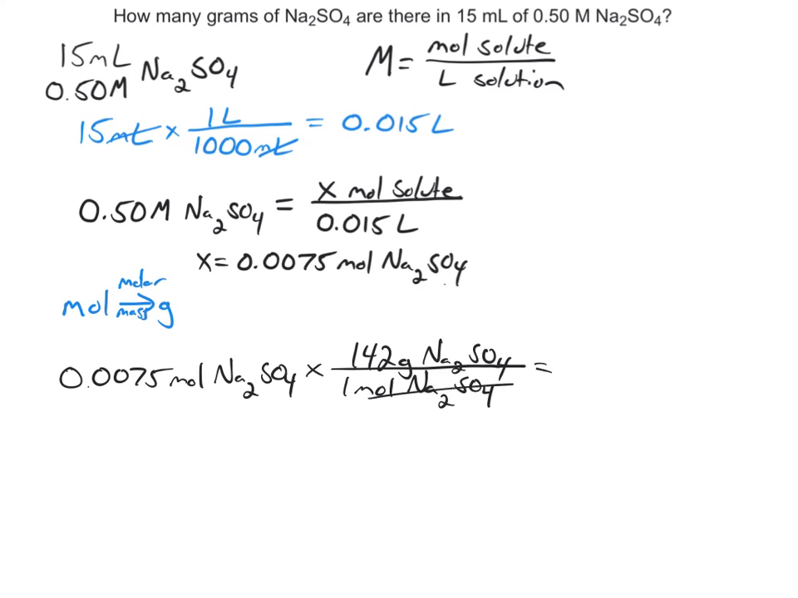This means our moles of sodium sulfate cancel out, and what we're left with is 1.065 grams of sodium sulfate. We can report our final answer at 2 significant figures, meaning that we end up with 1.1 grams of sodium sulfate.